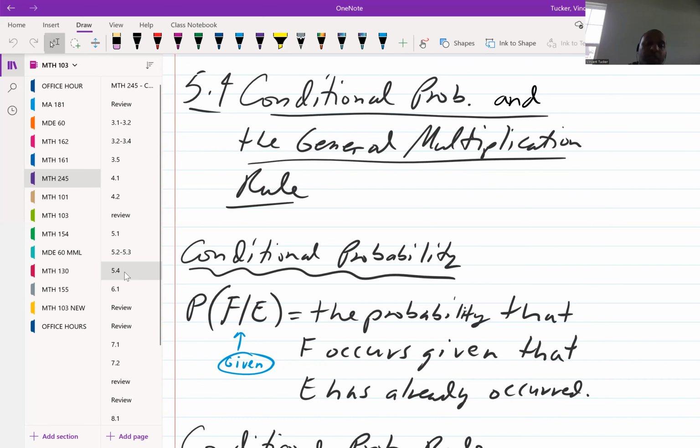All right, so conditional probability, we have this, the probability of F, and then we have a slash E. It's really more like a straight line than a slash. It's the probability that F occurs given that E has already occurred. So that line between F and E represents given that, or F given E.